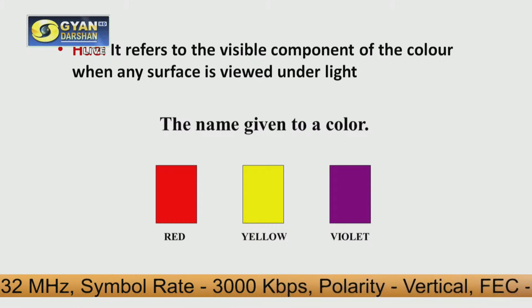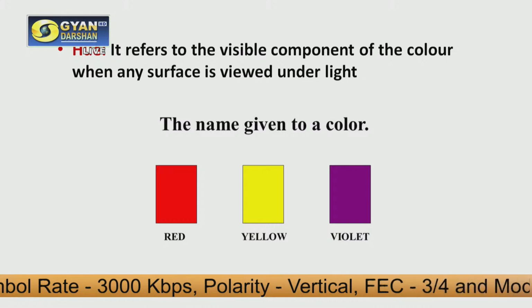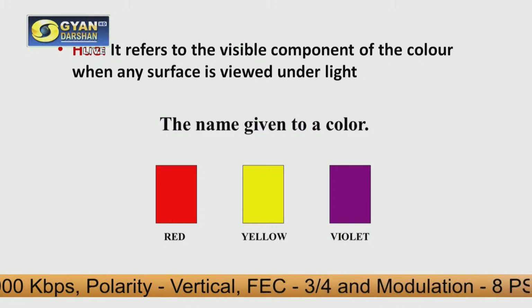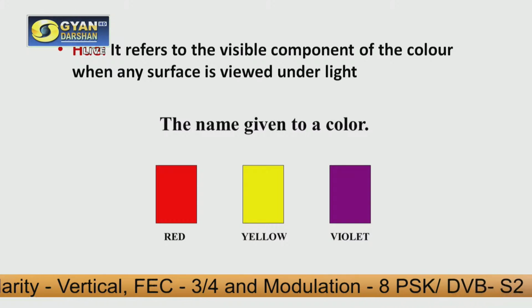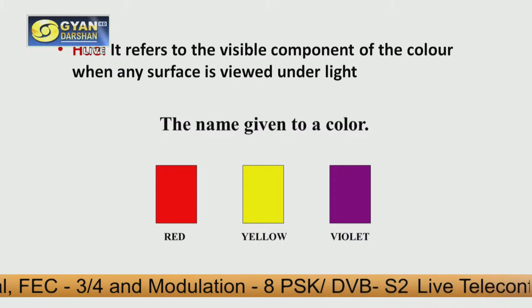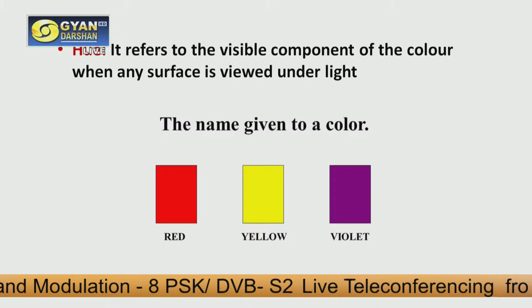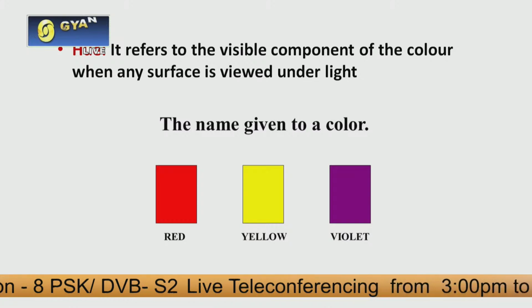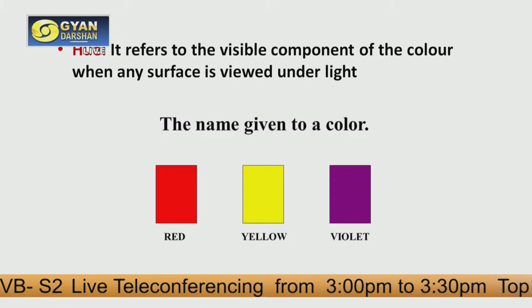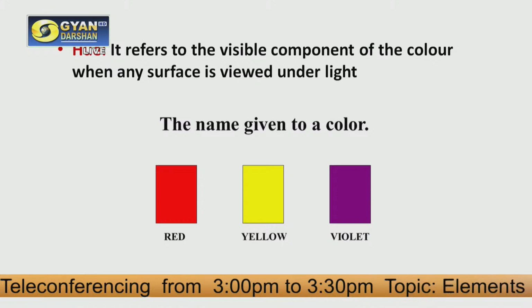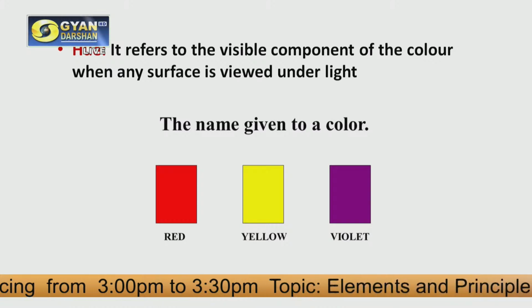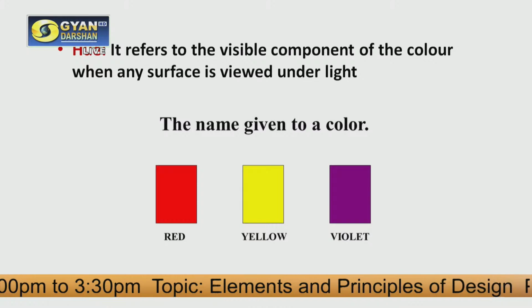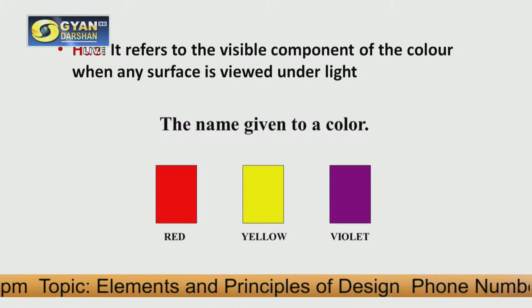Hue refers to the visible component of the color when any surface is viewed under light. So if you see the diagram, it's a simple red color, it's a simple yellow color and it's a simple violet color. So basically hue क्या होता है, अगर मैं बहुत ही सरल शब्दों में आपको बताऊं, जो रंग आपको सामने दिख रहा है वो उसका hue है. अगर हमें लाल लाल दिख रहा है तो वो उसका hue हुआ. शेड पे हम नहीं जाते हैं, वेरिएशन पे हम नहीं जाते हैं.